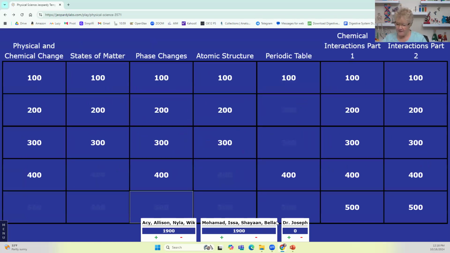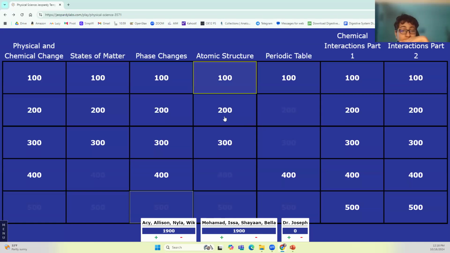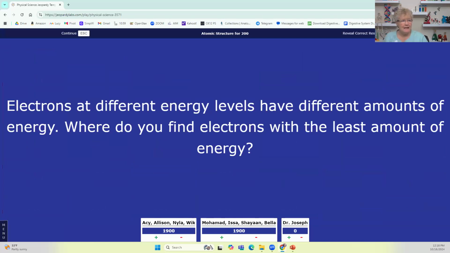So Bella, are you with us yet? I don't know if Bella can't hear. All right, so we will go back to Muhammad. Atomic structure 200.